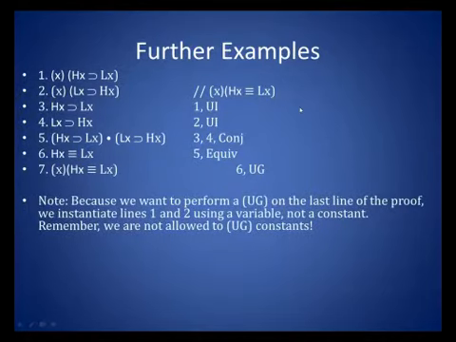Note, I said this before, but I want to say it again. Because we want to perform a UG on the last line of the proof, we instantiate lines 1 and 2 using a variable, not a constant. Remember, we're not allowed to UG constants.